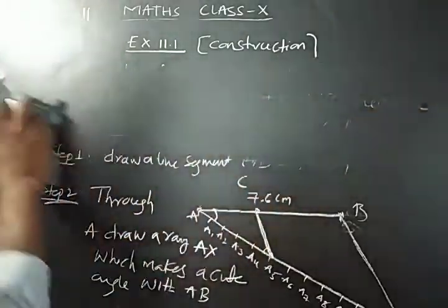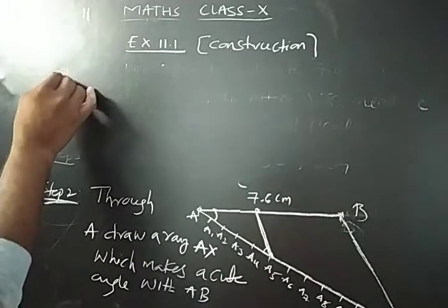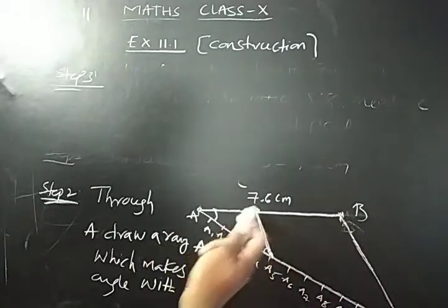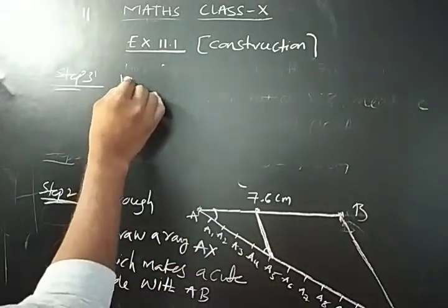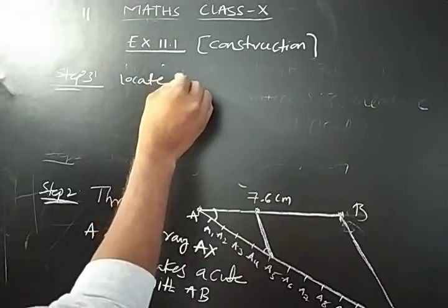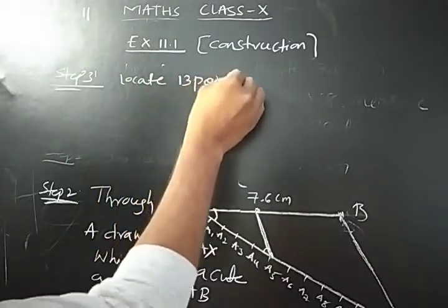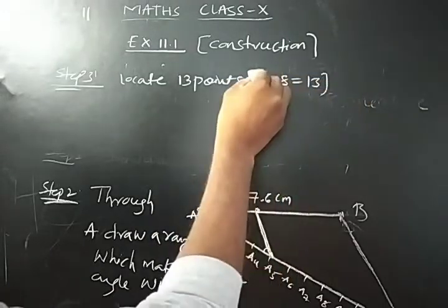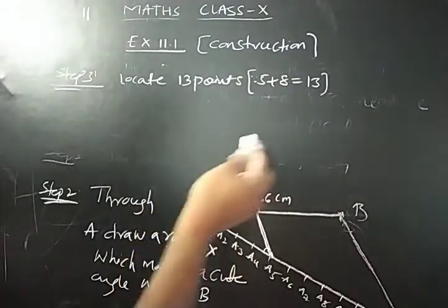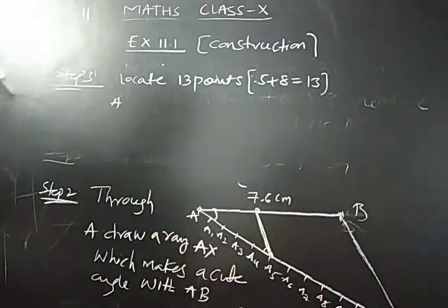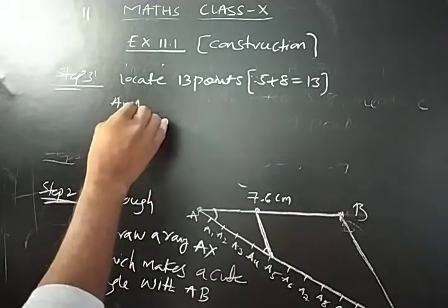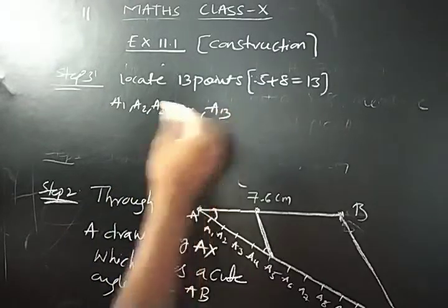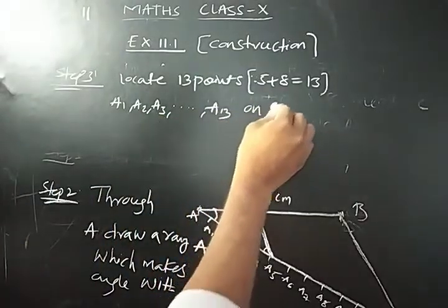In the third step, what did we do? We located how many points? 13 points on AX. How did we get these 13 points? By adding the ratio: 5 plus 8 is equal to 13. Right? Locate 13 points. Those points I have taken as A1, A2, A3, and so on, up to A13. Locate 13 points on AX.